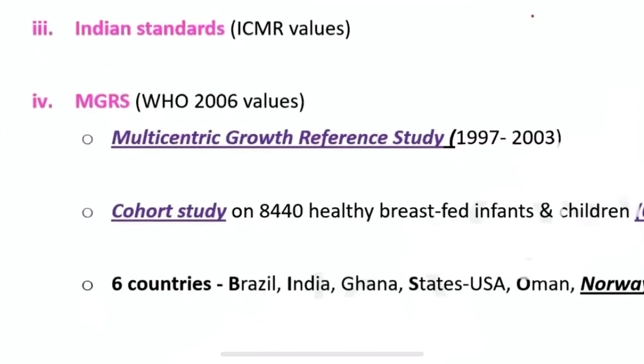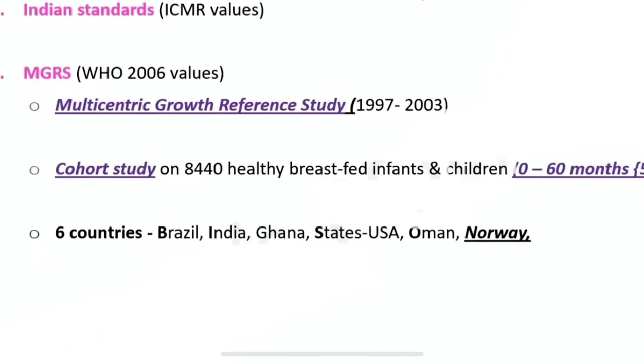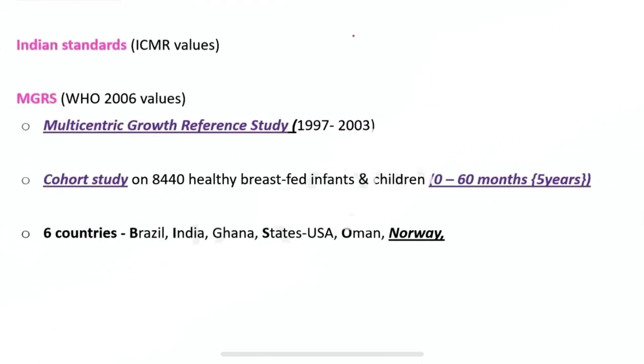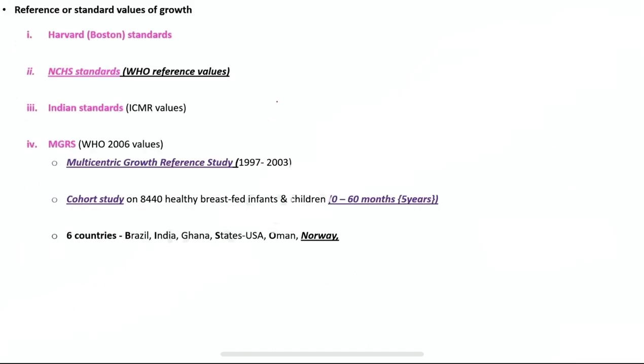MGRS, World Health Organization 2006 values. Under this, what did we study? That it is a multicentric growth reference study which was carried out in 1997 to 2003, and it was a cohort study done on 8,440 healthy breastfed infants and children of 0 to 5 years, carried out in 6 countries. Okay, and they gathered the information, and they set the standards. So these were the reference standards.